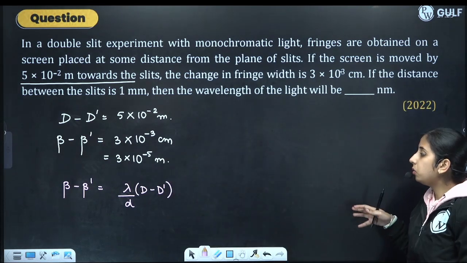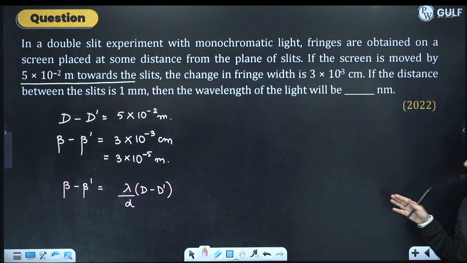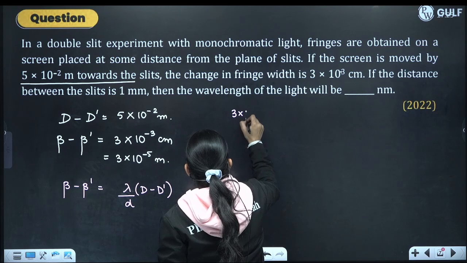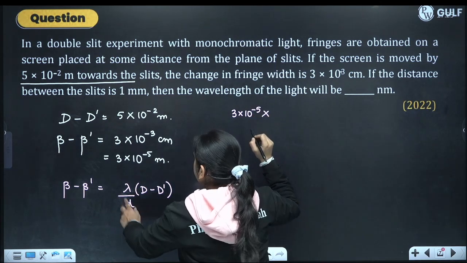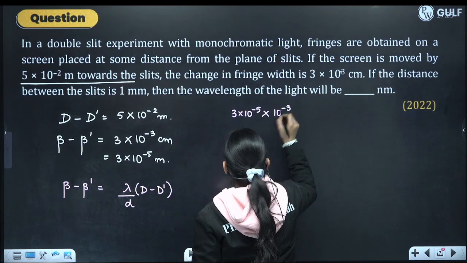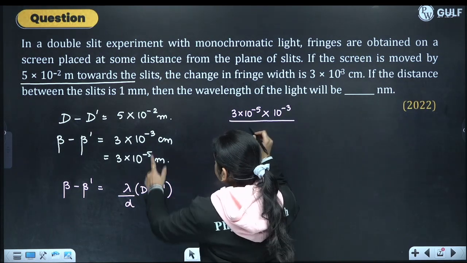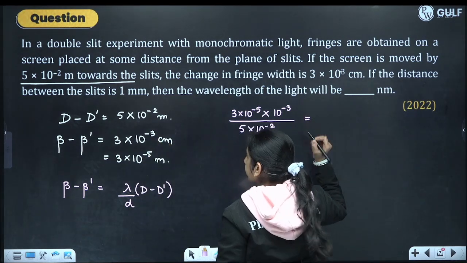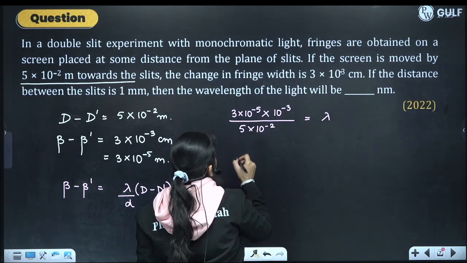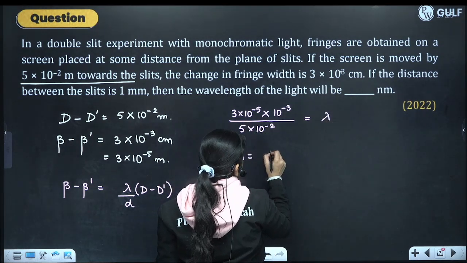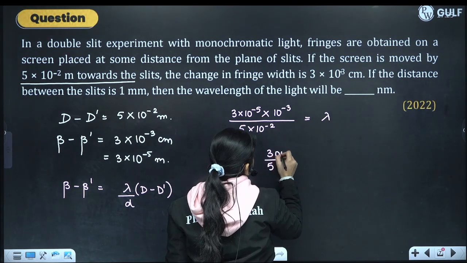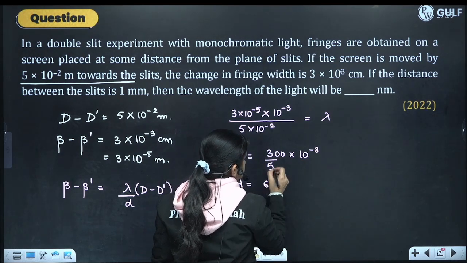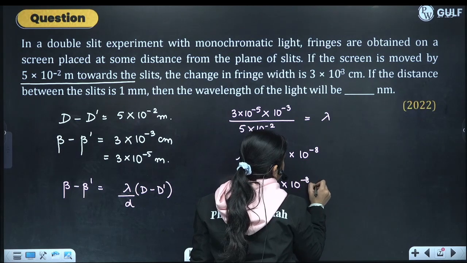Substitute it, beta is equal to lambda D by d. So we will get beta minus beta prime as this. Substitute the value: 3 into 10 raised to the power minus 5 into d, which goes to that side, is 1 millimeter, divided by D minus D prime, 5 into 10 raised to the power minus 2, is equal to lambda. From here we will get lambda is equal to 300 by 5 into 10 raised to the power minus 8. So lambda will be 60 into 10 raised to the power minus 8 meter.